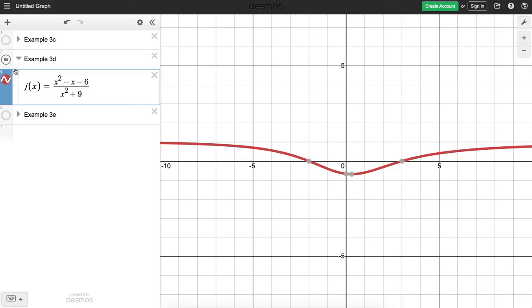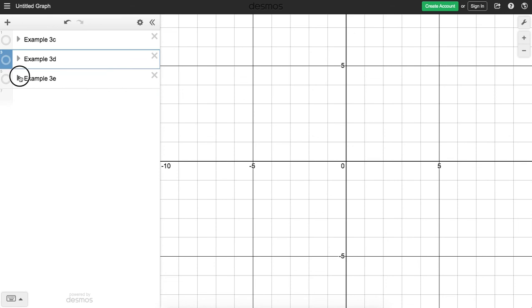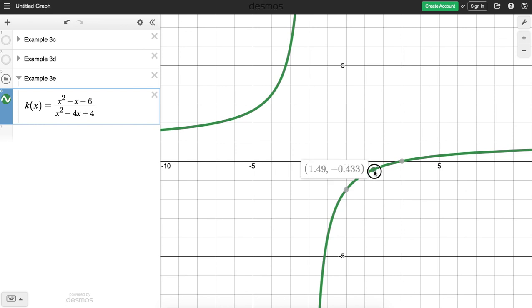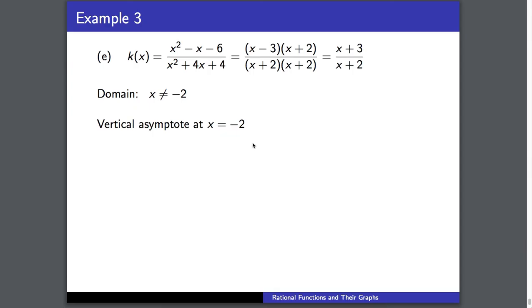Looking at the graph of example 3e, we have a vertical asymptote here at negative 2 for x. Nothing else going on, no holes in the graph, not even at positive 2, we don't even get a hole. So we only have a vertical asymptote at x equals negative 2, and there's not going to be any holes in this graph.